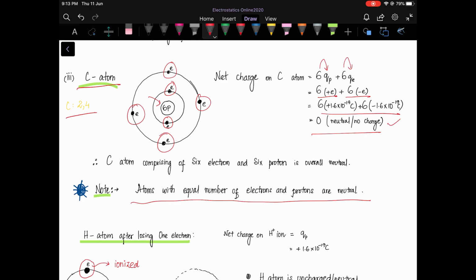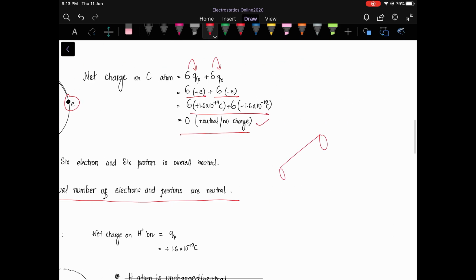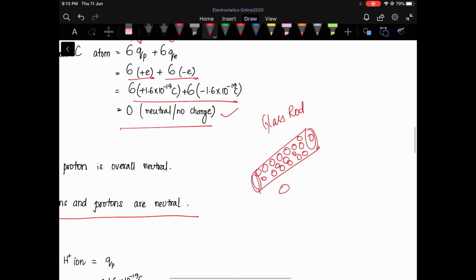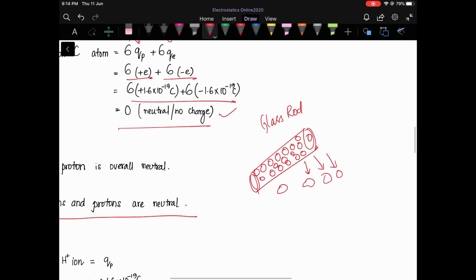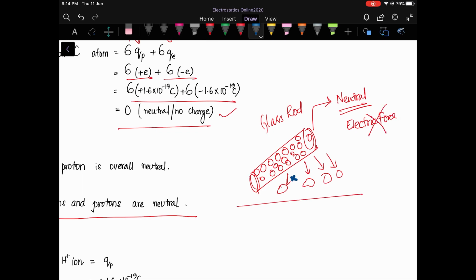Now this is not only true for atoms, but this is also true for any other object that you see around. If you have an equal number of electrons and protons, that object is going to be neutral. That's why if I take a glass rod, which has atoms, or let's say molecules of glass, at first this glass rod will not be able to attract bits of paper, and I can simply reason that the glass rod has an equal number of protons and electrons, because of which the glass rod is neutral.